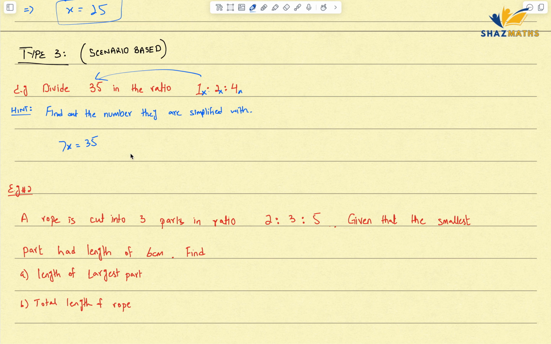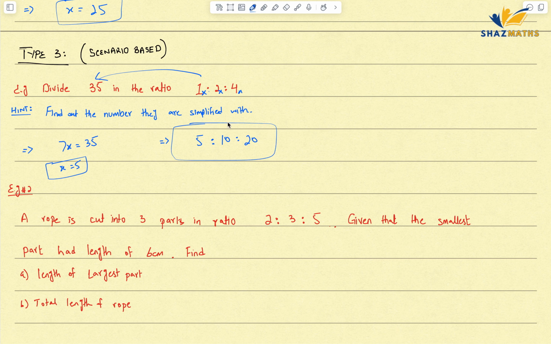As I always say, there are two parts in mathematics. One is to form the equation, second is how to solve that equation. So we have formed the equation, let's solve it now. I'll divide by 7 on the other side. It's going to be 35 by 7, that is 5. Okay, so what would be the original components? It would be 1x, that means 5, ratio 2x, that means 2 times 5 is 10, ratio 4x, that means 4 times 5 is 20. So that's the final answer.